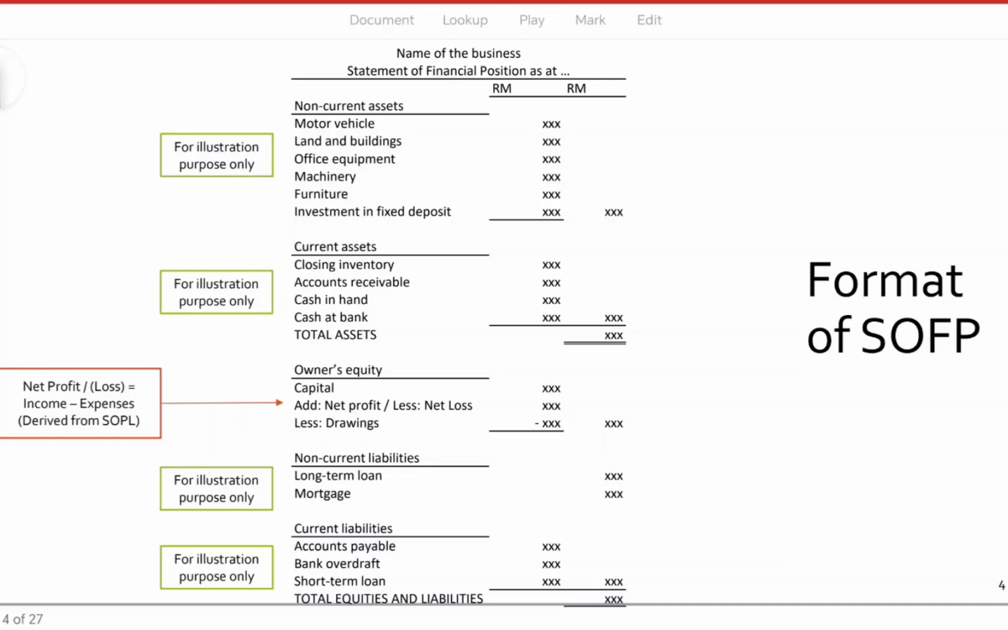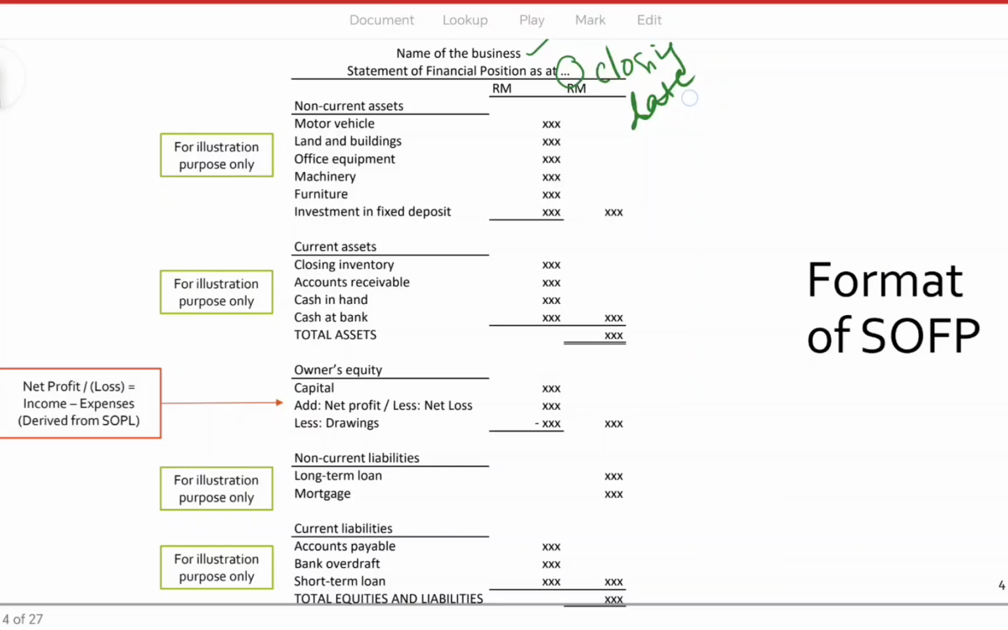So this is the format of the statement of financial position, or sometimes we call it SOFP in short. The statement starts with the name of the business, followed by the name of the statement, which is Statement of Financial Position as at, and then here you put the closing date. The common closing date for the business is, for example, 31st December every year. And in the statement of financial position, there are 3 elements actually presented in this statement.